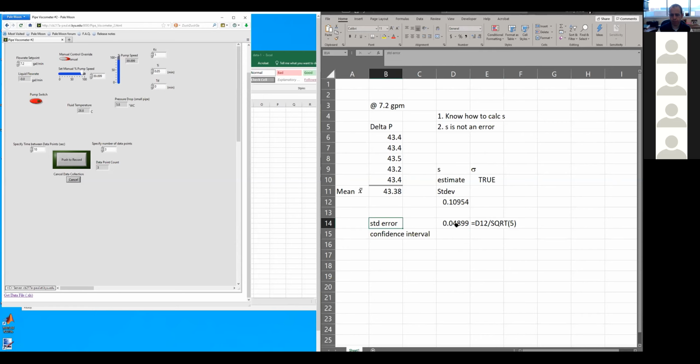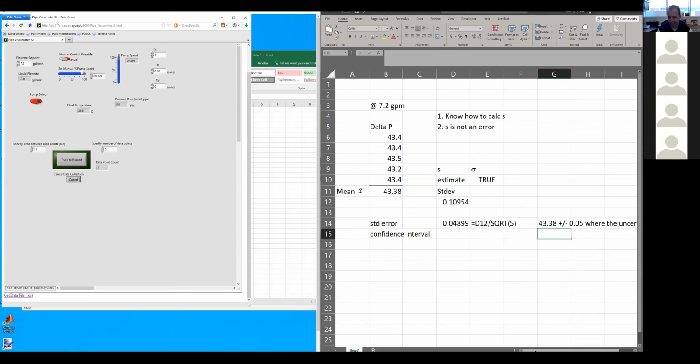So I could report my error as, so I could say my average delta P is 43.38 plus or minus 0.05. But then I also want to specify, whenever I write an error, I want to say something like where the uncertainty is the standard error.